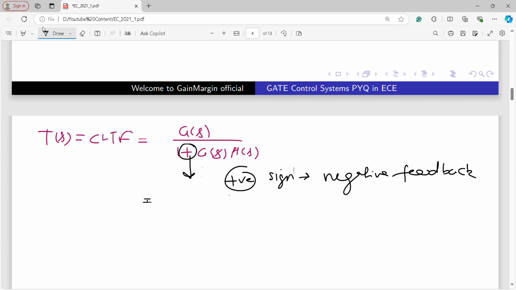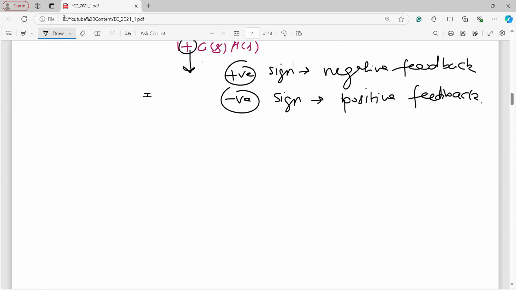Okay. And negative sign for positive feedback. Okay. So here G(s) will be, for our given question, G(s) is P(s) into C(s). Okay. So what is P(s) actually?